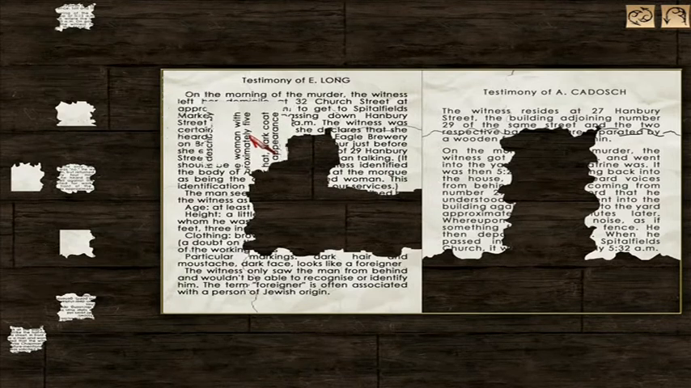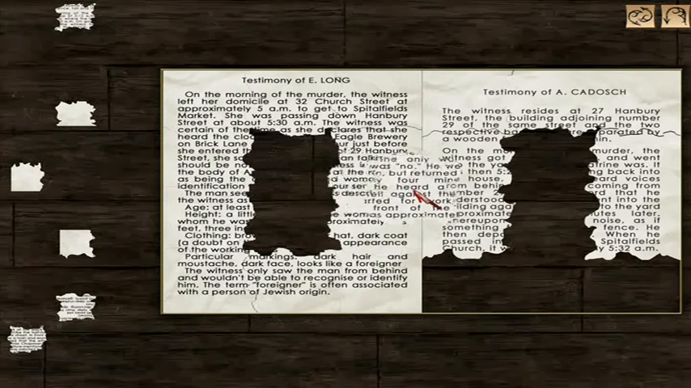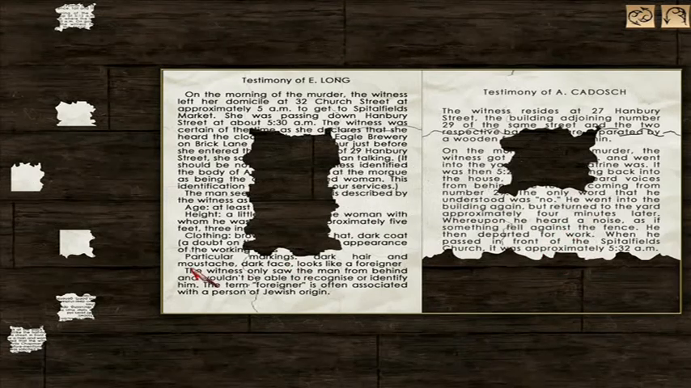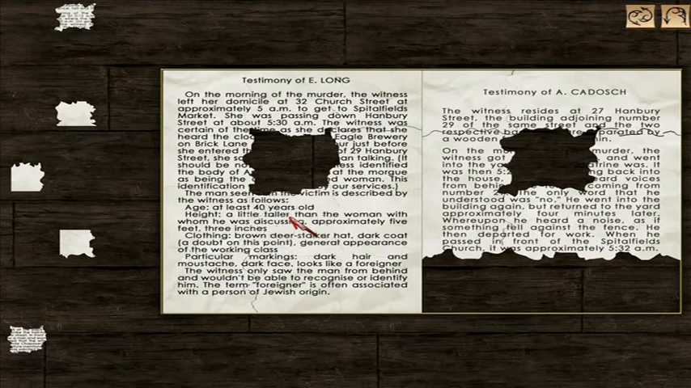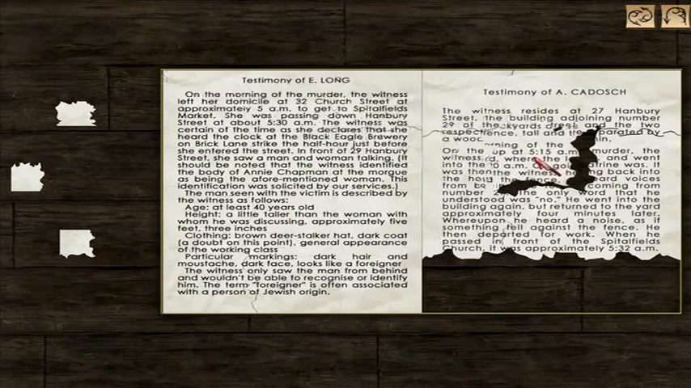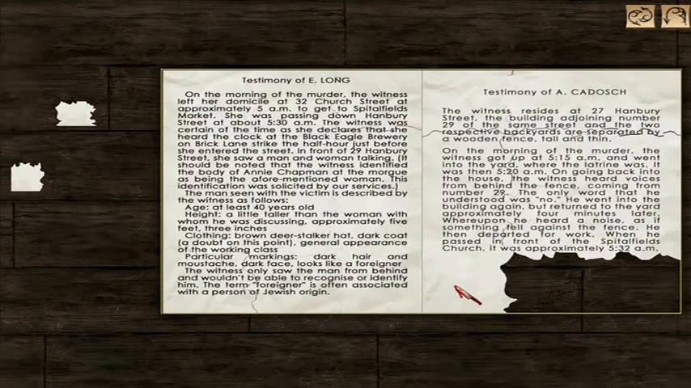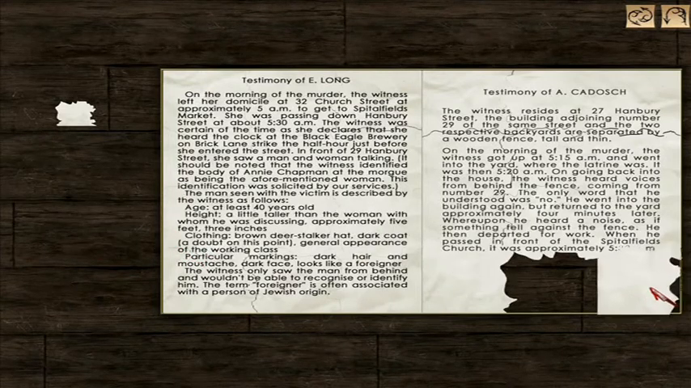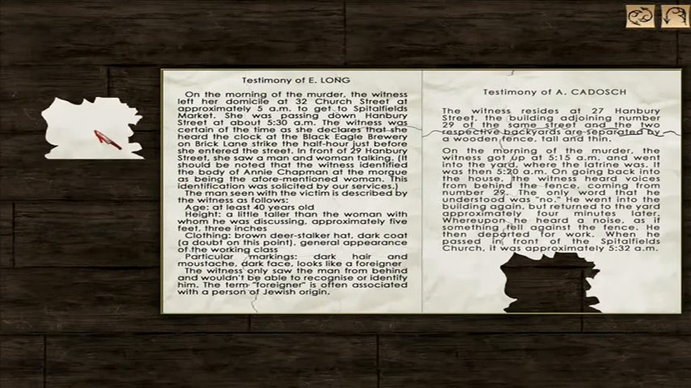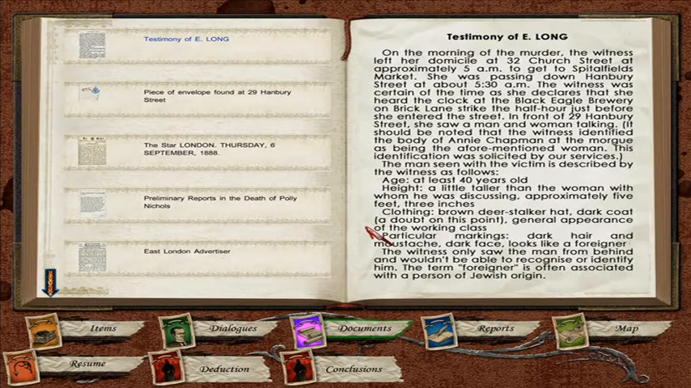Oh dear. Should probably most likely be in the middle there. And that one is there. Now we have one finished. That goes quickly. Now this one is probably there. As I said, I like a good jigsaw. There, all done. Holmes couldn't have done better. May I? Thank you. I want to read them.